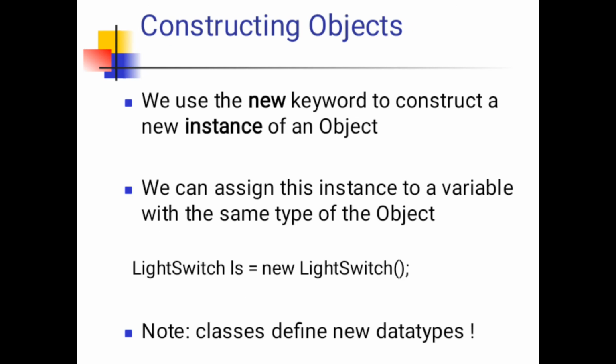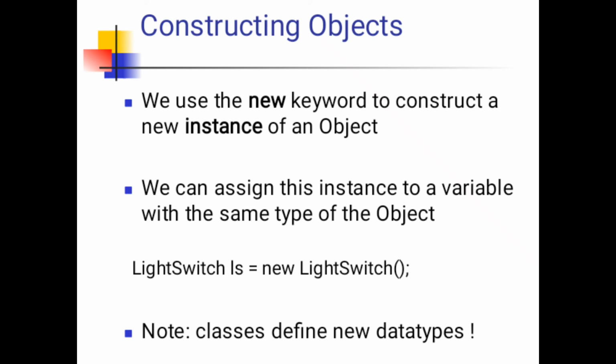Constructing objects. We use the new keyword to construct a new instance of an object. We can assign this instance to a variable with the same type as the object: LightSwitch is equal to new LightSwitch. Notes: classes define new data types.